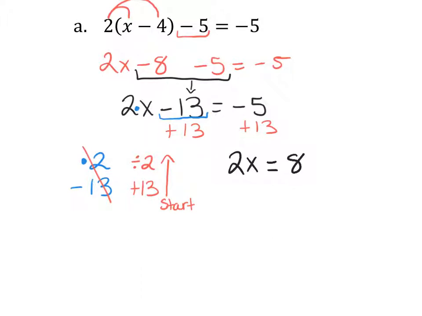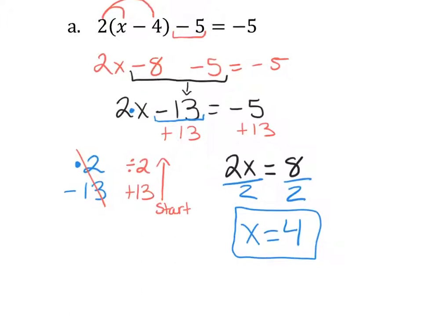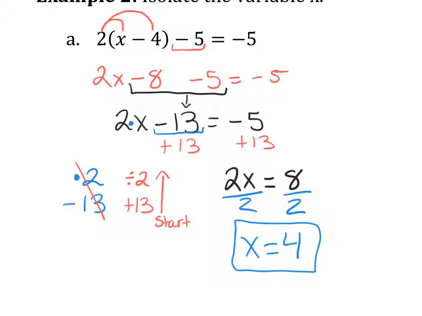And then we would divide both sides by 2. So x equals 8 divided by 2, which is 4. Okay, any questions there? So again, you don't have to distribute first, but it just makes this step a little less involved because you'll only have to deal with the multiplying and dividing and adding and subtracting.